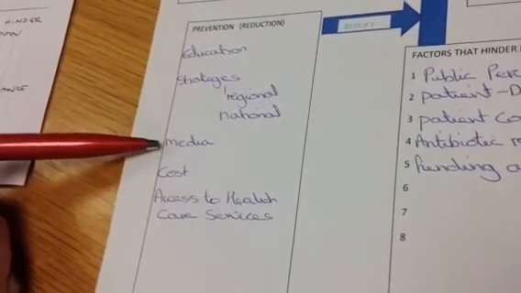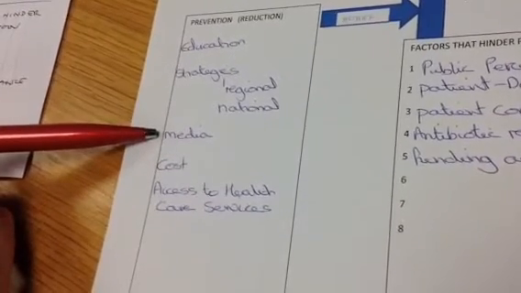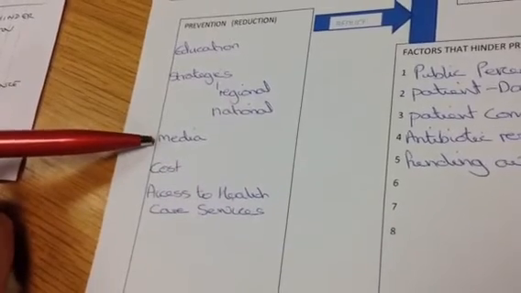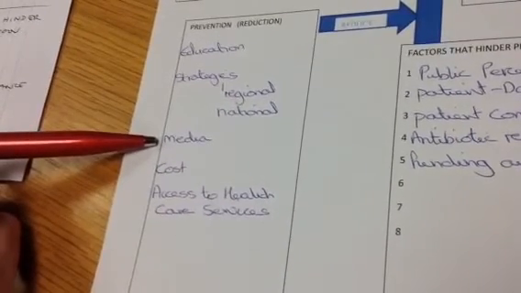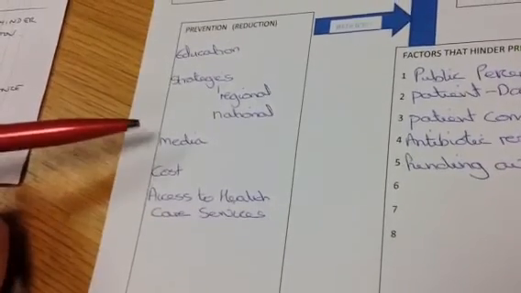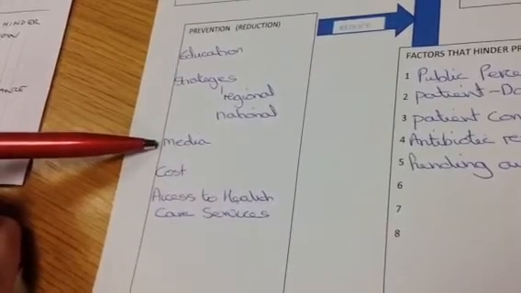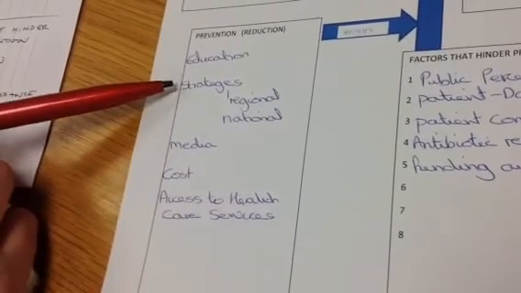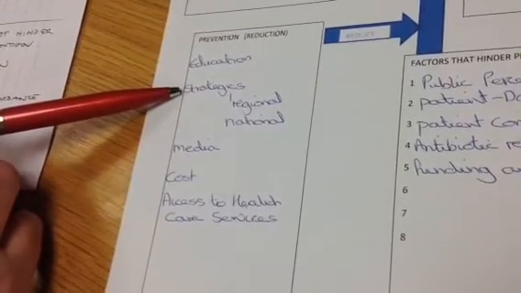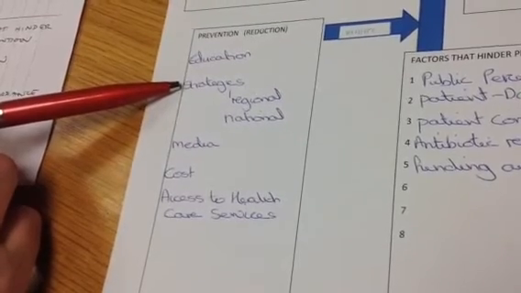We can also link to media, which I've put down here. So can the media influence prevention and reduction in diseases? Or can they actually be a factor that can hinder prevention if we've got mass hysteria, as we had with the MMR vaccination a few years ago? We can link those with strategies. Do we have any strategies that are around that have been linked to education that can prevent and reduce diseases?